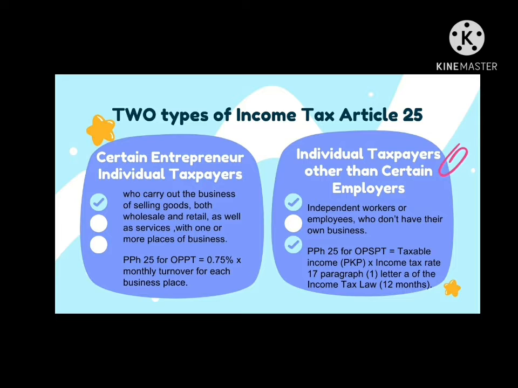Second type is individual taxpayer other than certain employers, or in Indonesia, wajib pajak orang pribadi selain pengusaha tertentu, in short OPSPT. OPSPT is independent worker or employees who don't have their own business. Income tax article 25 for OPSPT is taxable income or PKP multiplied by income tax rate 17 paragraph 1 letter a of the income tax law 12 month.